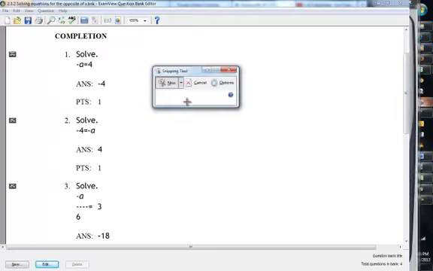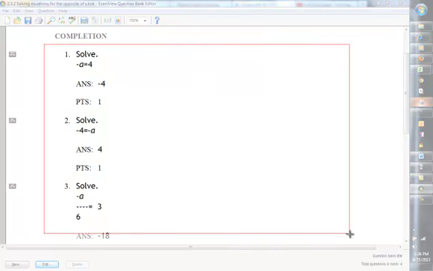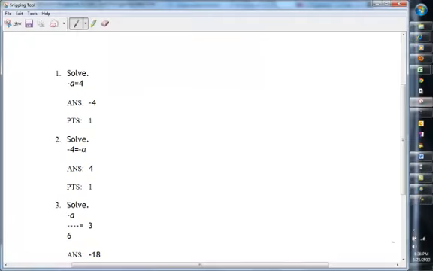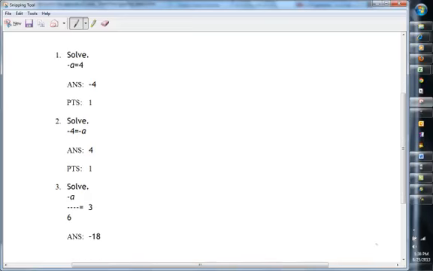This one looks really easy, but I'm surprised at how hard it is for students to get. Negative a is 4. The first thing you notice is we want to get the a all alone. But it doesn't look like it has a coefficient, but it actually does. The coefficient is negative 1. So we need to divide both sides by negative 1. And we get a is negative 4.